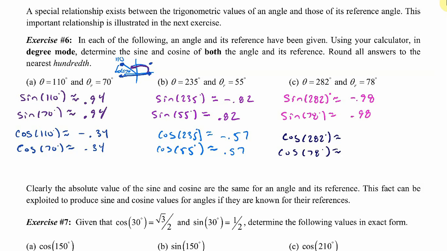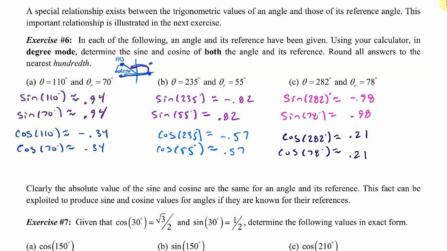And last up, the cosine of 282 is about 0.21. And that's in the fourth quadrant. It makes sense that the cosine value is positive, and of course the cosine of 78 is also positive 0.21. Okay, so again, reference angles and regular angles go hand in hand. It's again just a measure of the x and y distances from the origin. There's a lot of symmetry at play there, folks.